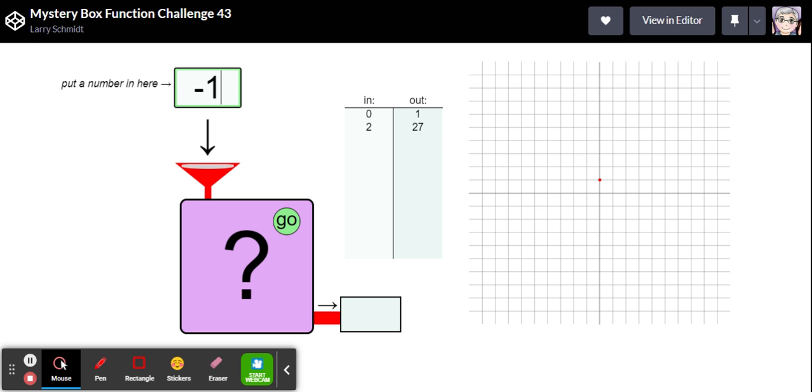Let's try a -1 and see what happens. So -1 gives me 0. Let's try a -2. Okay, now what's plotted here looks like a straight line, but we know it's not because 27 would make this quite a curve. So let me try -3. I think we're going to see more of this graph on the left.